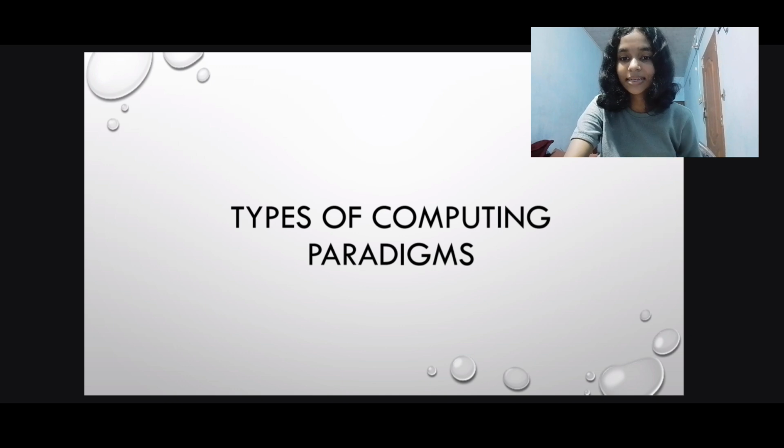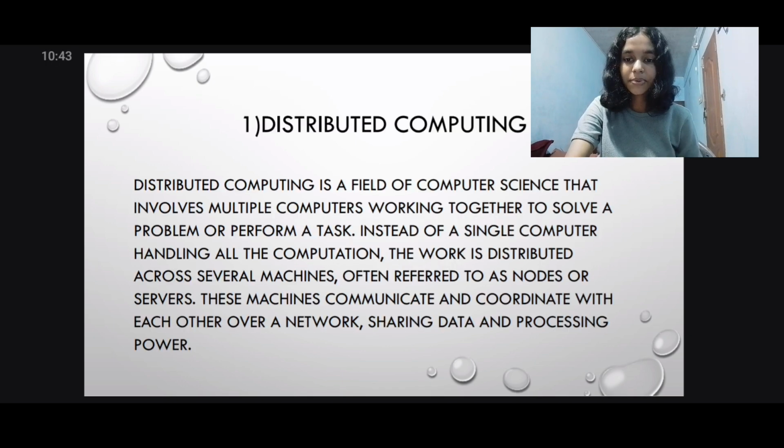Types of computer paradigms. There are mainly five types of computer paradigms. They are distributed computing, grid computing, cluster computing, utility computing, and cloud computing. Let's look into it. Distributed computing.